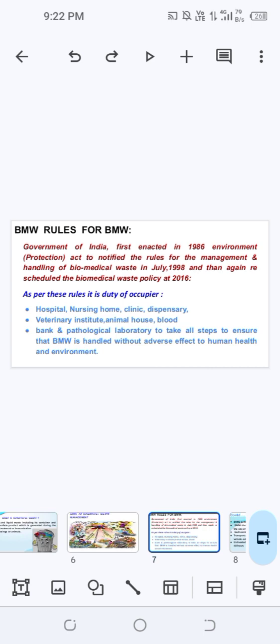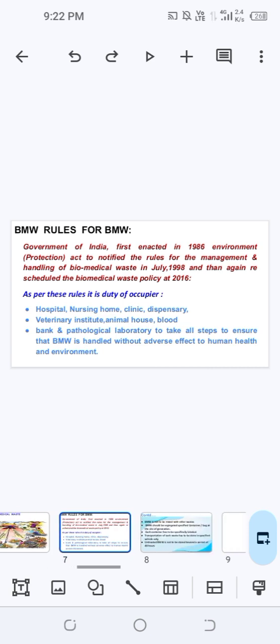So, as per this rule, it is a duty of the workers who are getting this waste. They must discard the waste properly. They must dispose the waste properly. They must segregate the waste properly. Veterinary institutes, animal houses, blood banks, pathological laboratories can generate biomedical waste. They must take necessary steps so that they can ensure that biomedical waste is handled carefully, as it can affect human health and environment.